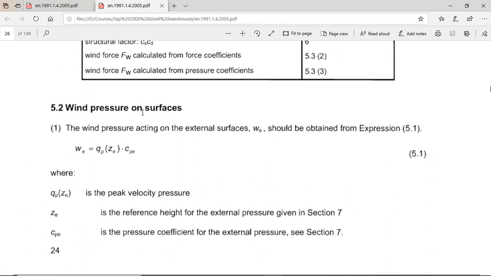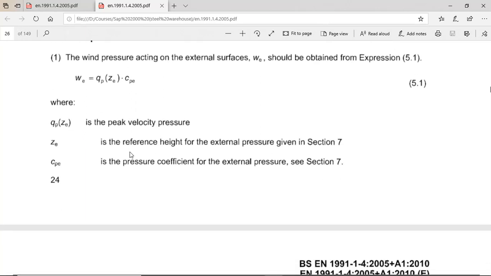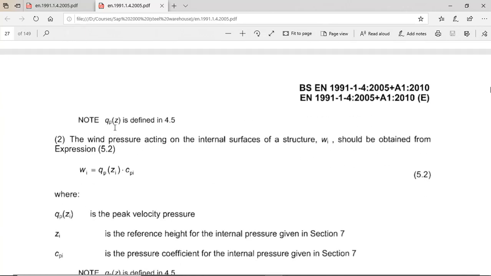5.2 Wind pressure on surfaces. The wind pressure acting on the external surfaces, WE, should be obtained from expression 5.1. WE equals QPZE times CPE, where QPZE is the peak velocity pressure, ZE is the reference height for the external pressure given in section 7, and CPE is the pressure coefficient for the external pressure, section 7. And the QPZ is defined in 4.5.